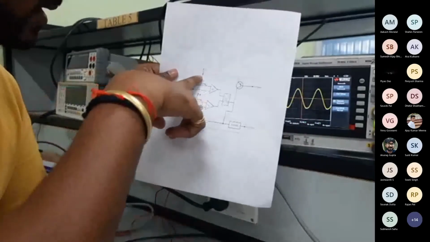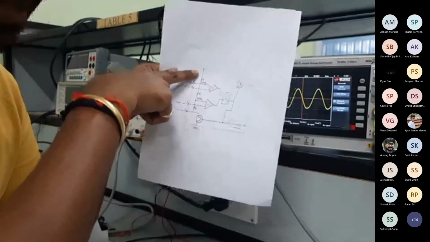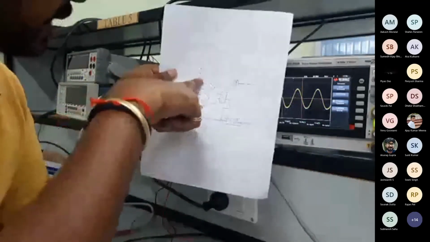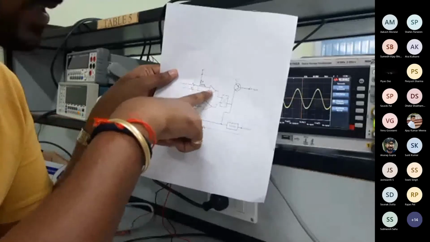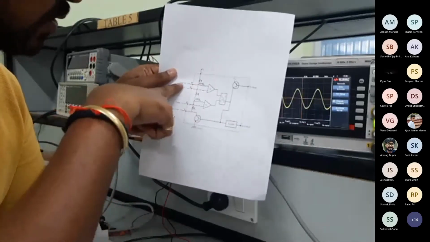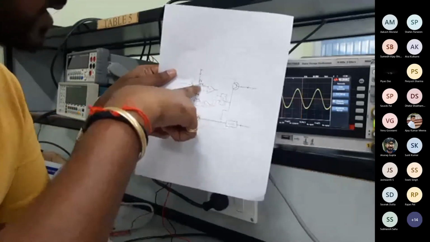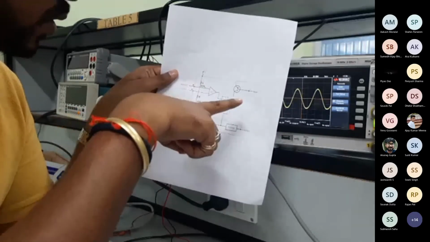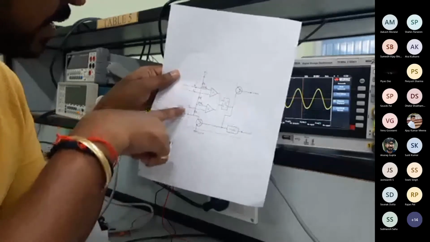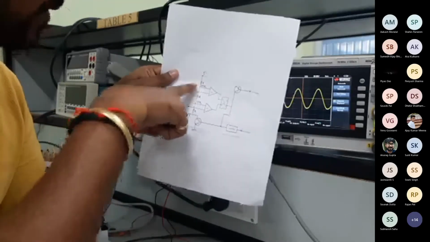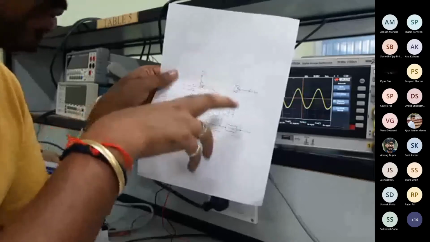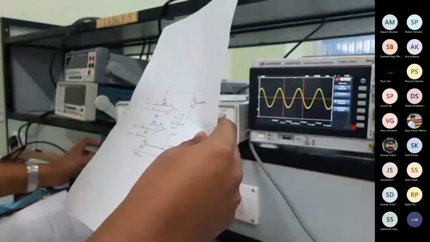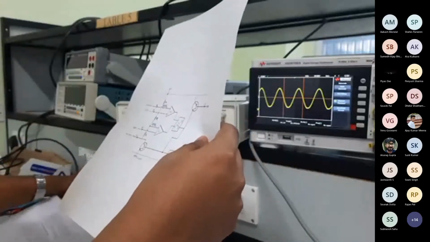So now I come to the pin numbers. I'm just telling the pin configuration. Pin 8 is the VCC. Pin 6 is the threshold, where the reference voltage at 2 by 3 is connected to pin number 6. And pin 5 is the control. Similarly, pin number 2 is the trigger. We can adjust these 5 and 2 to change the logic of the output.